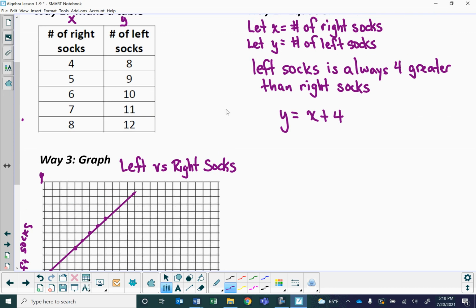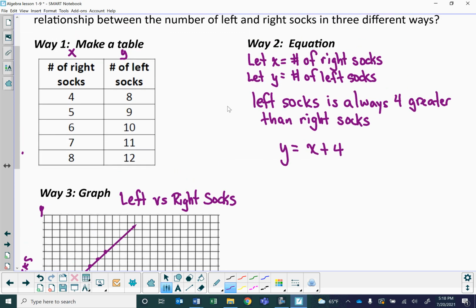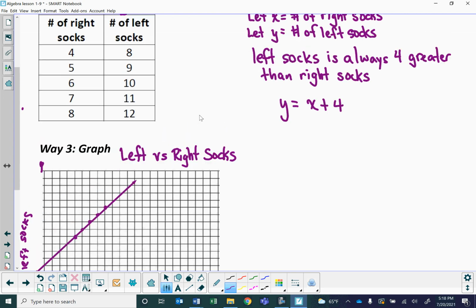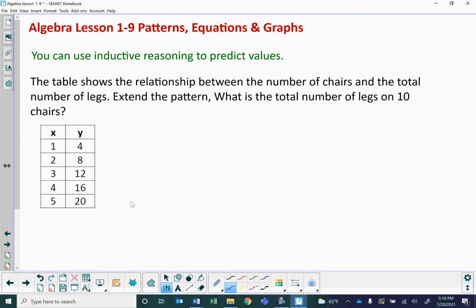So these are three different ways to represent the same relationship between left and right socks. One is with a table, one is with an equation, and one is with a graph. The graph is obviously very visual, the table is fairly visual, and the equation is very linear. So depending on what you might like one thing versus another. Let's practice a couple more.